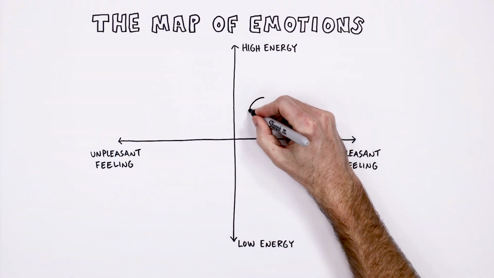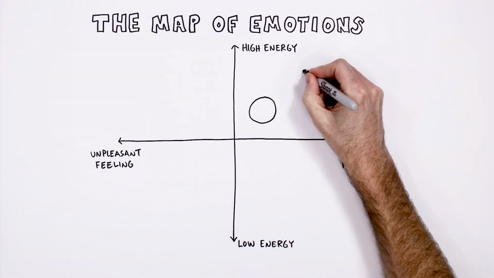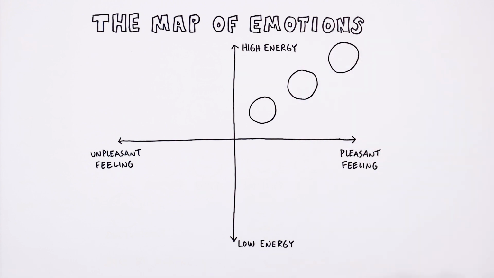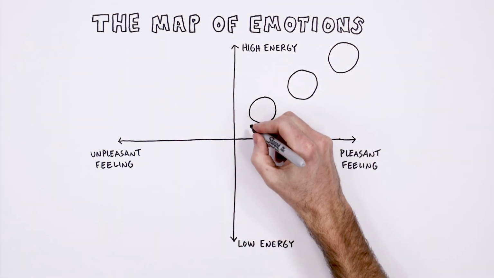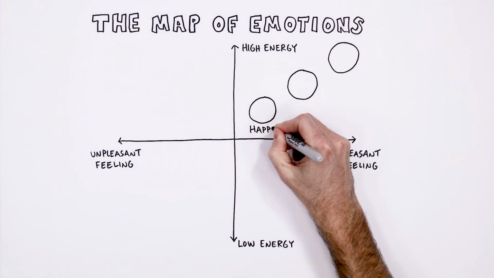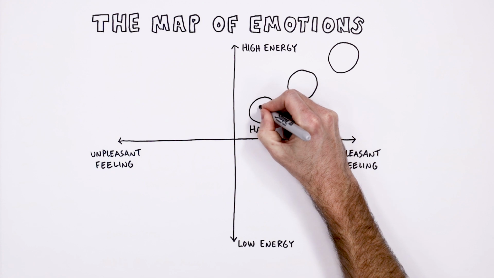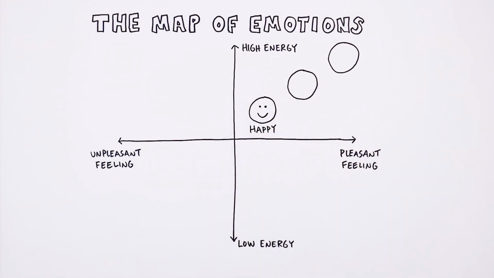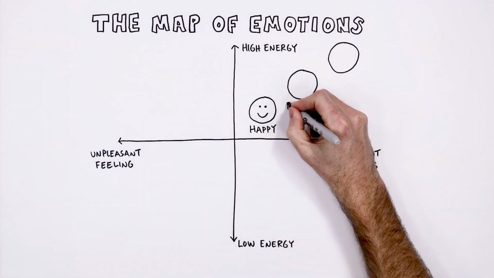Let's start in the high energy, pleasant feeling quadrant and think about what it would look like to progress toward higher energy and more pleasant feeling. Let's say that our first emotion here is happy. It's more high energy than low energy, and it's more pleasant feeling than unpleasant. For this one, we'll go with a simple smiley face, but then as we increase the energy and the pleasant feeling, we might go from happy to excited.